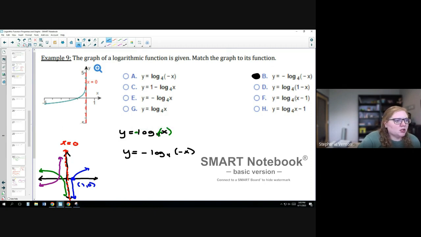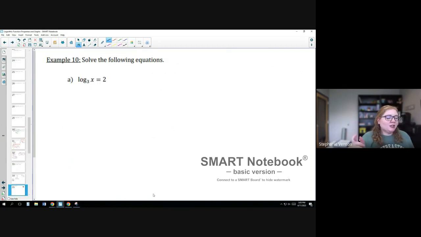Okay, so we'll keep going. That was example 9. Let's tackle example 10. So basically, there's two different types of equations that you're going to see when it comes to solving logarithmic equations. So the first type is demonstrated in example A. Okay, this type is where you have log base a of something equals a number. This is type 1 of the logarithmic equations you're going to see. And this is the type where you have a log on one side and a number on the other side.